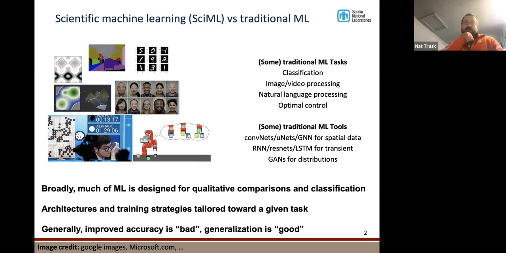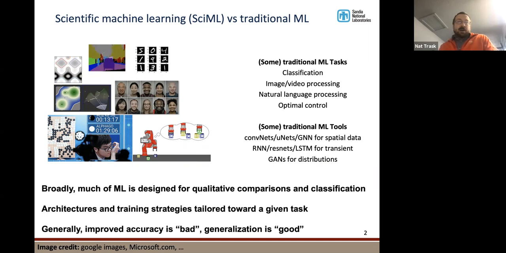So to start off, I'm going to contrast scientific machine learning to more traditional machine learning. For all the things that people usually do in the machine learning world, like classification, image processing, NLP, and so on, there are these custom machine learning tools or architectures that have emerged and are kind of the secret to getting all this stuff to work, right? Like convnets for image processing, RNNs, ResNets, LSTM for time sequence data, and so on.